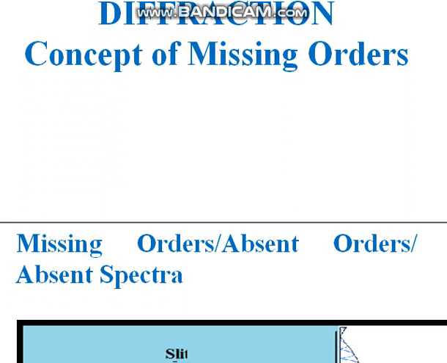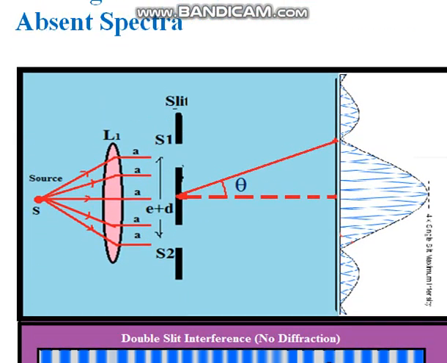Okay, so let's first see the experimental setup for this. There is a source and here we apply a lens to convert the spherical wavefront into the plane wavefront in order to establish the basic condition for the Fraunhofer diffraction. And there is another lens here. I remove the lens, but another lens is present between the slit and the screen.